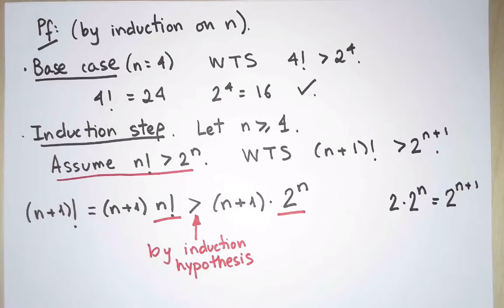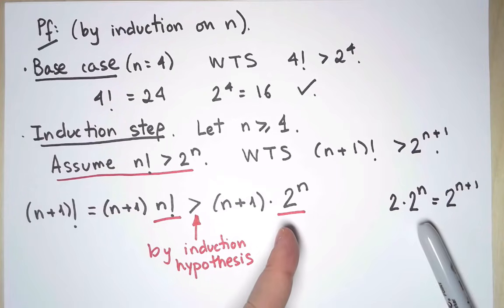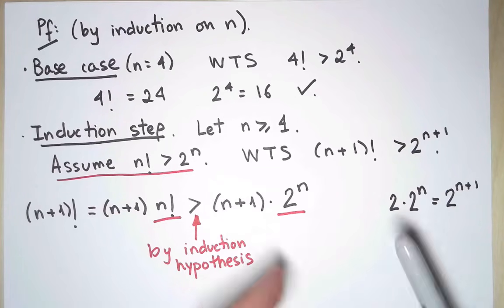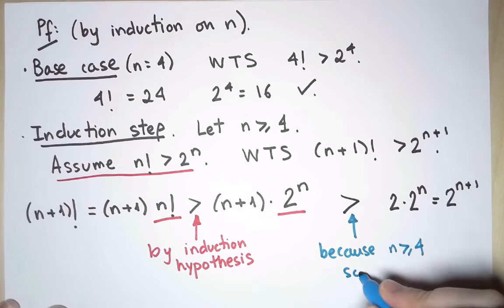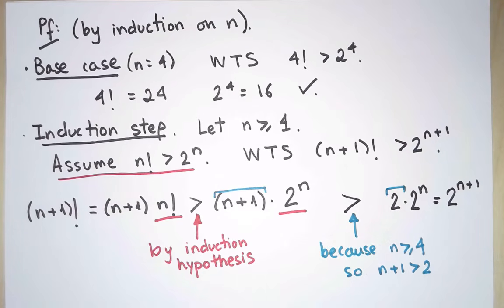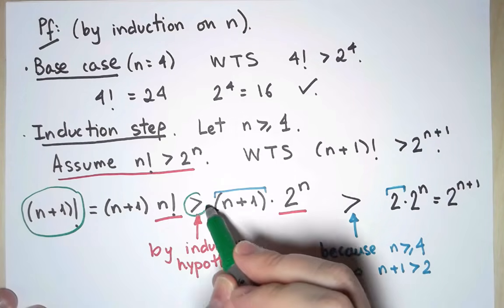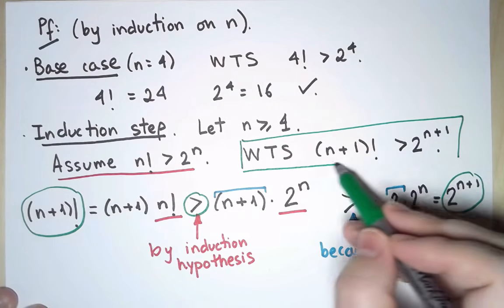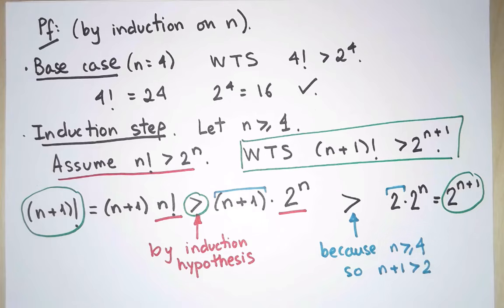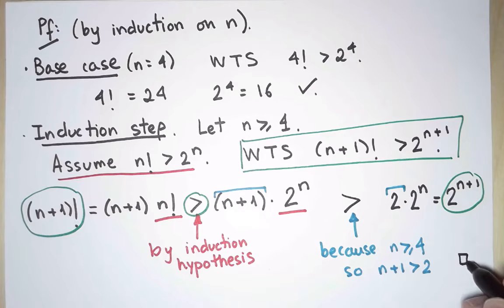And it's good to indicate in a proof by induction when we use the induction hypothesis. So now, can I also conclude that this is greater than this? Well, yes, because I have 2 to the n in both cases, and n plus 1 is definitely greater than 2, because since n is greater or equal than 4, then n plus 1 is greater than 2. And that's it, because now I have managed to prove that n plus 1 factorial is greater than 2 to the n plus 1, which is exactly what I wanted to show. And in order to prove that, I had to use that n factorial was greater than 2 to the n. So this completes the proof.